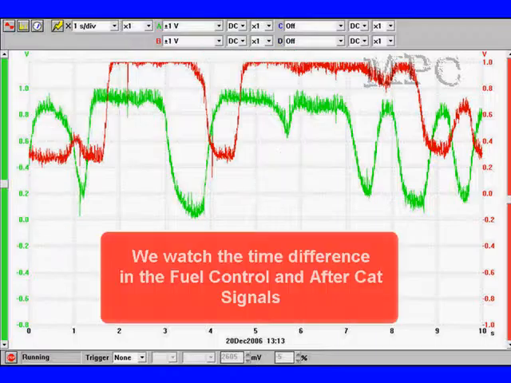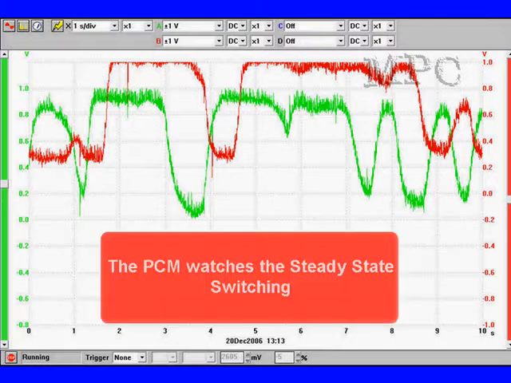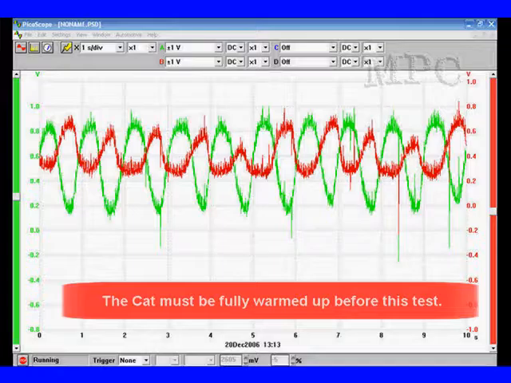So we have quite a bit to see here. We want to watch the difference in fuel control and aftercat to see how active the cat is. We cannot stress too much that the cat must be fully warmed up before this test. Don't expect a cold cat to give you a good pattern. That's one of the fallacies.